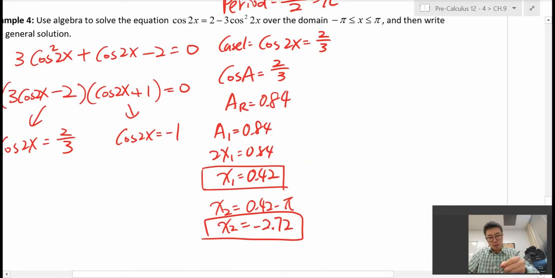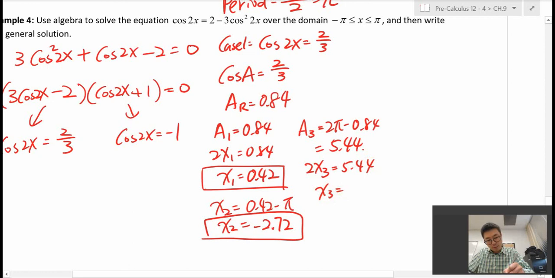Okay, this is going to be a long question, as I told you. We will now find A3. A3 would be in quadrant 4. Okay, quadrant 4. So then in this case, if the reference angle was 0.84, A3 would be 2 pi minus 0.84. Okay, 2 pi minus 0.84. This is going to be 5.44. That means 2x3 is 5.44. That means divided by 2, we're going to end up with 2.72.